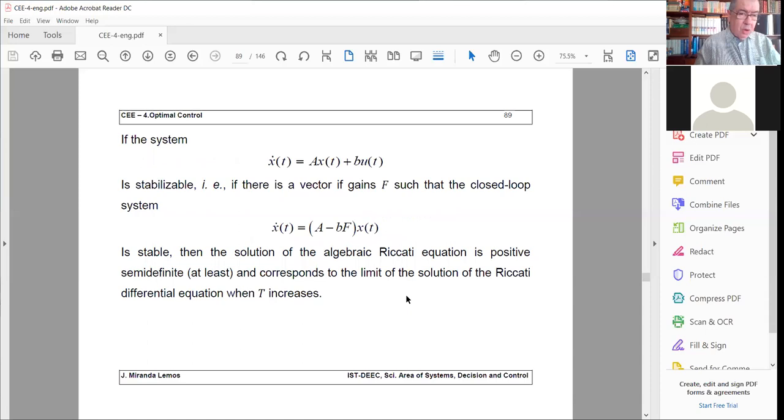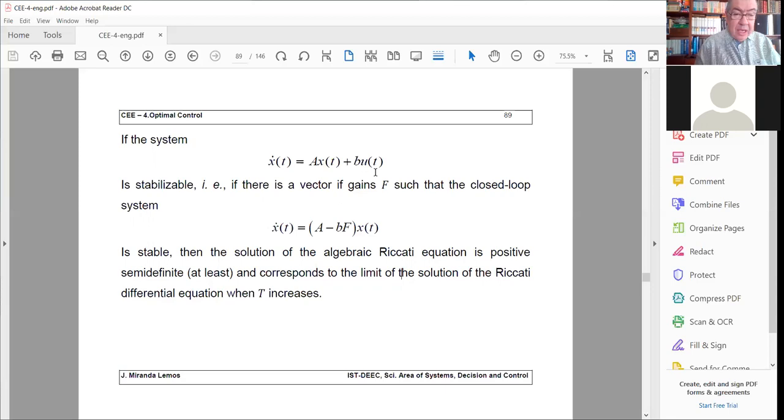So, one problem is, does the Riccati equation have a solution? This is related to the system being well posed. Actually, you could say that if the pair A, B is controllable, remember the concept of controllability, then we can find a positive definite solution of the Riccati equation. But actually, you can ask for something weaker. You can only ask that A, B is stabilizable.